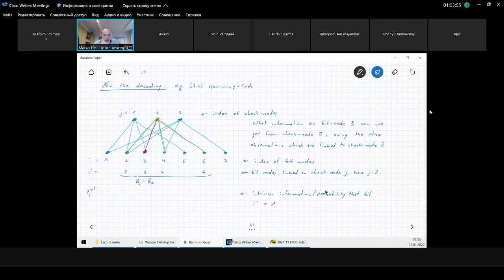So I think I also came up with an example with numbers. Just a second. Yes, let's use this one here. So assume we have here a probability that bit 2 is a 1 of 0.9, 0.8 for the fourth one, and 0.9 for this one. Just as an example.